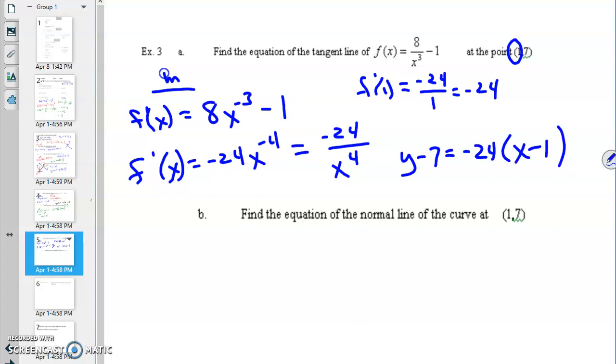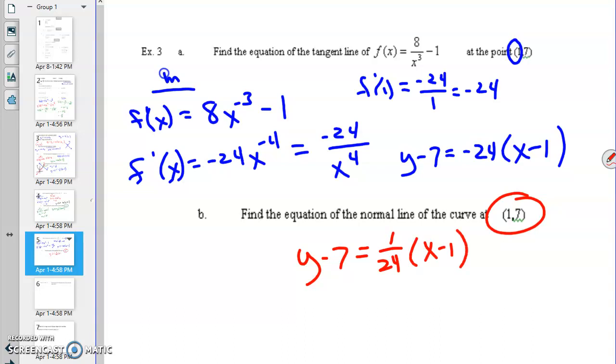Since we got it, we might as well do it. So what is the normal line at the same point? Point is point, negative reciprocal slope, and x coordinate. Beautiful, beautiful, beautiful. All right, last question.